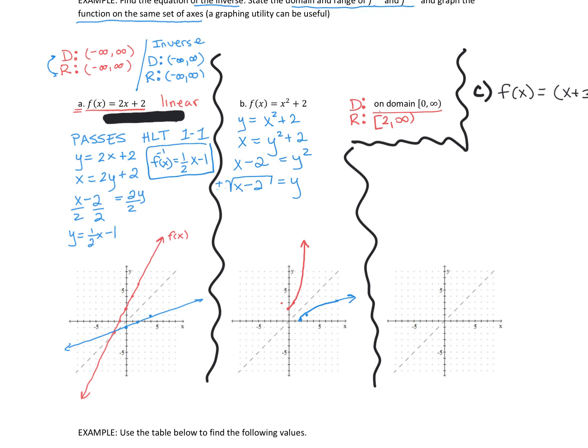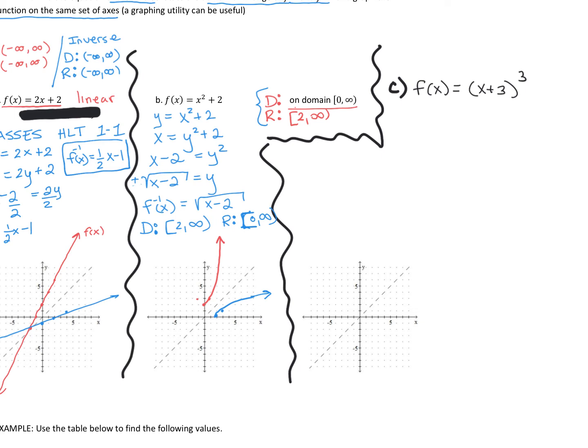All right, so our inverse function, f inverse, is the square root of x minus 2. The domain of this function is 2 to infinity, and the range of this function is 0 to infinity. And you can see that that is just the domain and range of the function, but we've switched the roles.